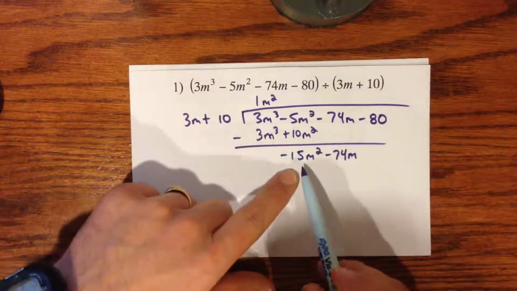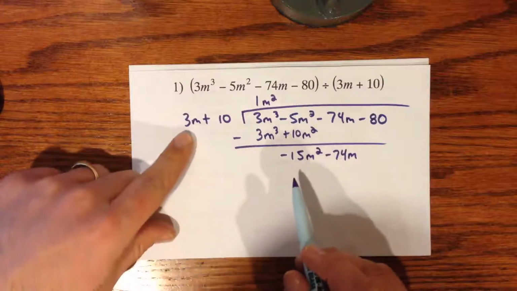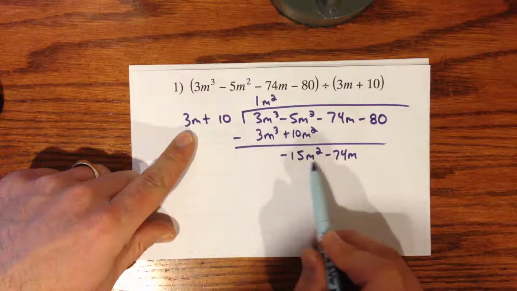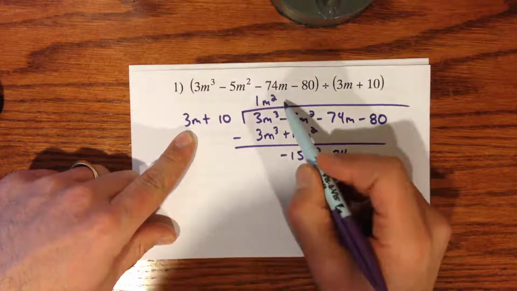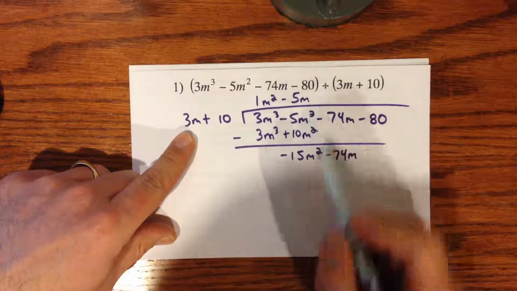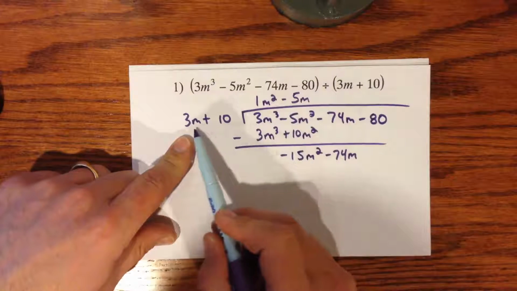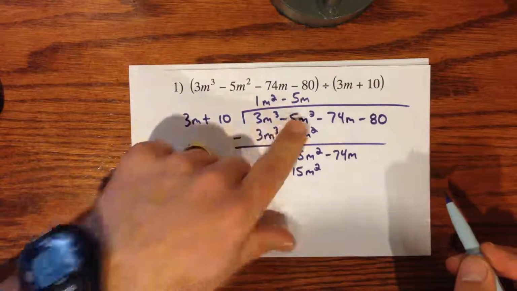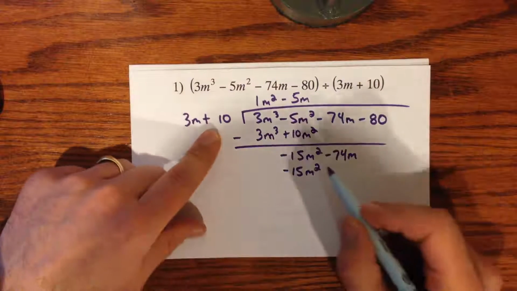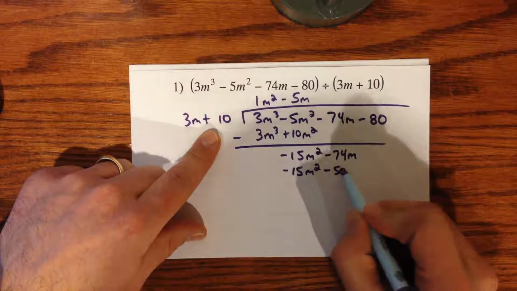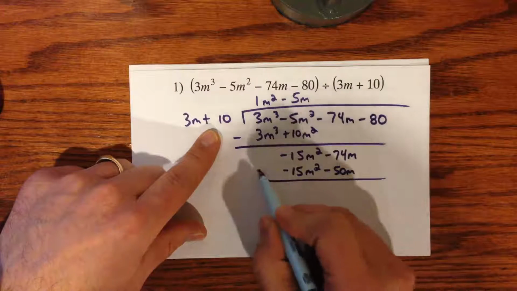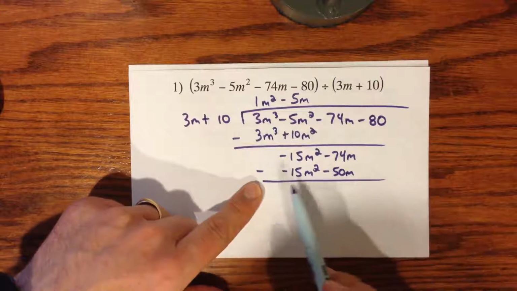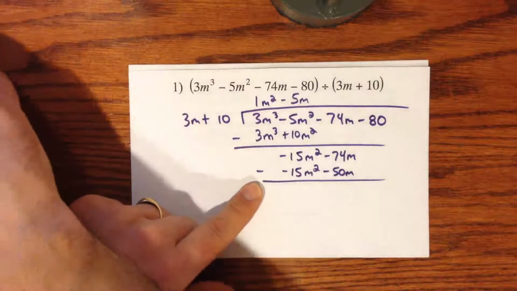But when we're going to divide, think about this. What times 3m would give me negative 15m squared? Well, wouldn't that be negative 5m? Because negative 5m times 3m is negative 15m squared. Negative 5m times 10 is negative 50m. I'm subtracting. I have a double negative here.